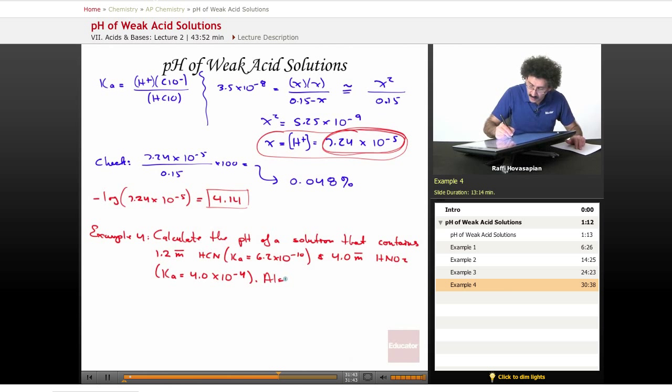Also, calculate the concentration of the cyanide ion at equilibrium.